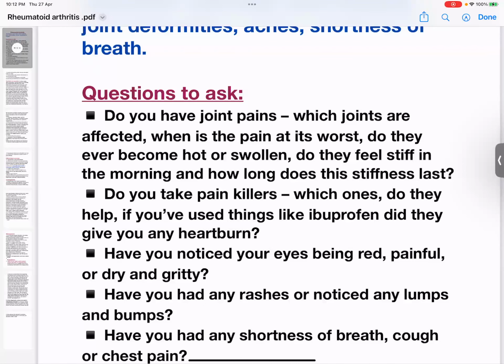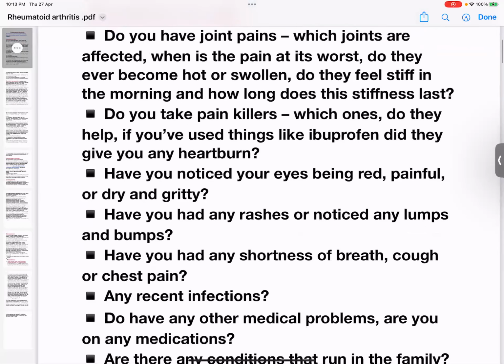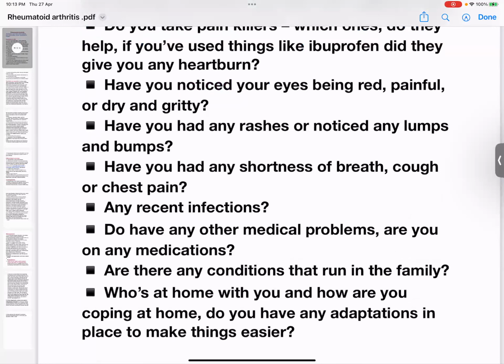Do they ever become hot and swollen? Do they feel stiff in the morning, and for how long? This is giving a hint. If it is more than 1 hour, it's more inflammatory and more rheumatoid arthritis. Do you take painkillers? Which one? Do they help? Do you use anything like ibuprofen? Does it cause any complications or side effects like heartburn? Have you noticed any eye redness, painful, dry or gritty eyes?